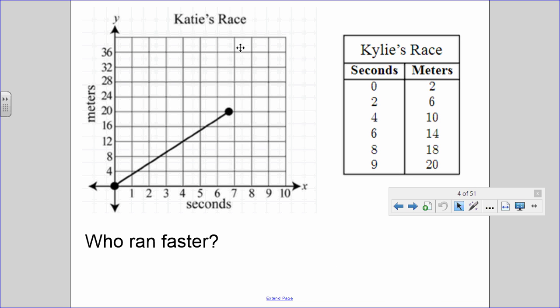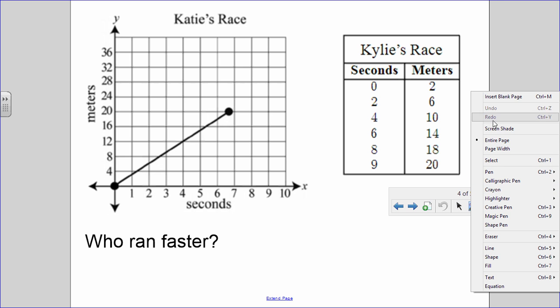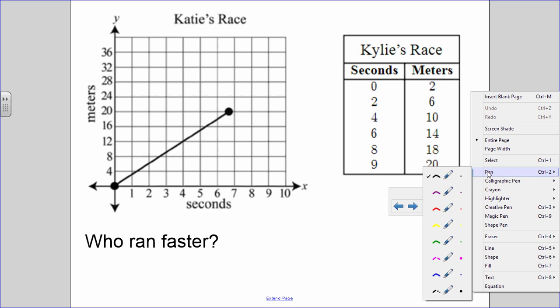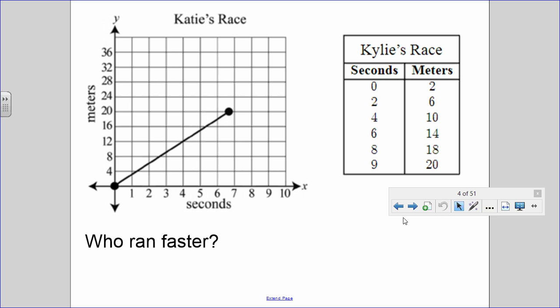The normal thing is where they will give you two different functions and they're going to ask a basic question. Here's Katie's race time and here's Kylie's race time. They're given in two different formats, but they're both functions. And here's the question: who ran faster? So how do we proceed with that? Let me get my pen set up so we can talk about that.